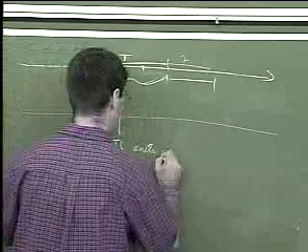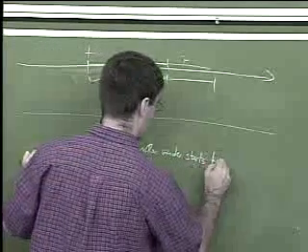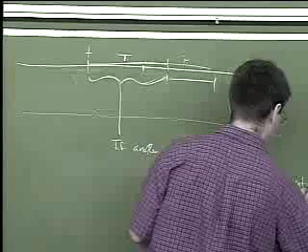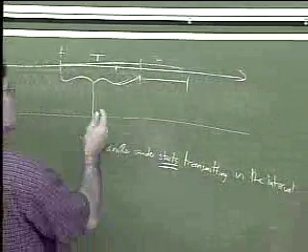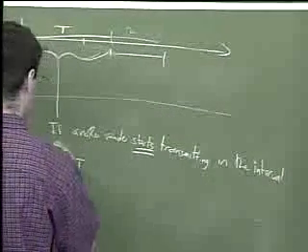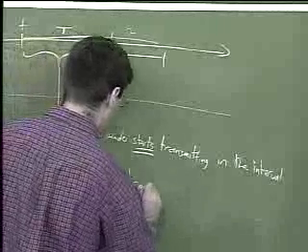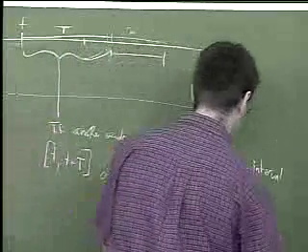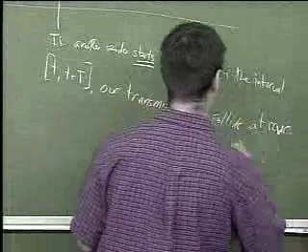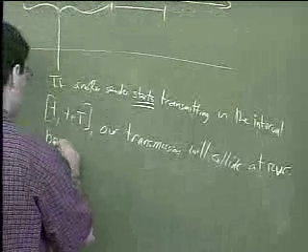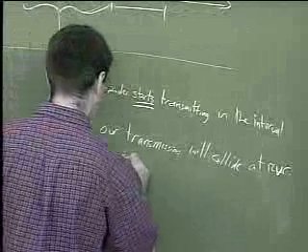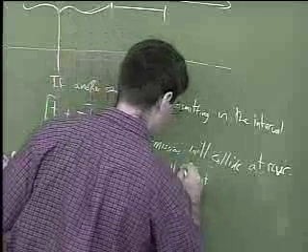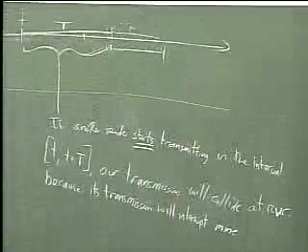If another sender starts transmitting in the interval, and the key is I'm talking about its starting transmission, starts transmission in the interval t, comma t plus T, our transmissions will collide at the receiver, because his will interrupt mine. Okay?